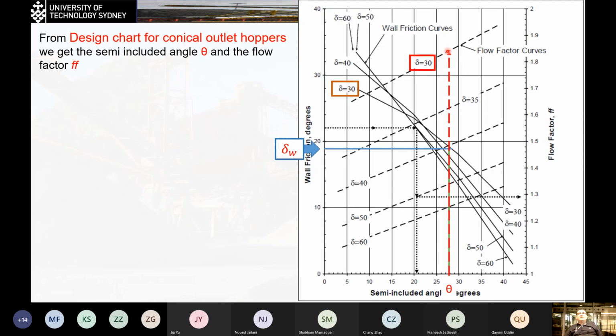Okay, and I'm going to have another intersection at that point. Now I'm going to sketch a horizontal line to intersect with the flow factor line. I got the value for the FF, which is 1.824. So I got these two values, and I'm going to use them to continue the calculation I need to find, which is mainly the CAS value.